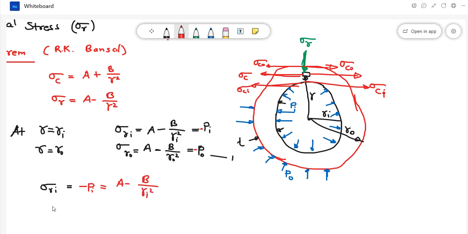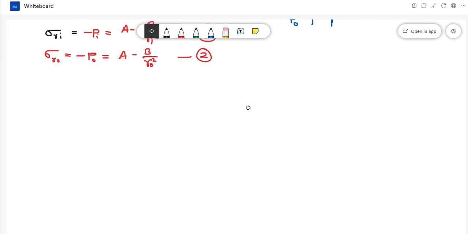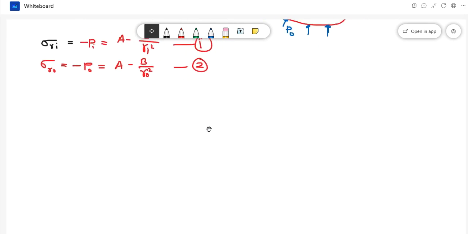Ri square. And at outer radius or outer surface the radial stress is minus P naught, and that is equal to A minus B by R naught square. So this is equation number 1, this is equation number 2. Now let's find out the A and B by using these equations. Okay, so solve this equation for A and B, to get A and B.